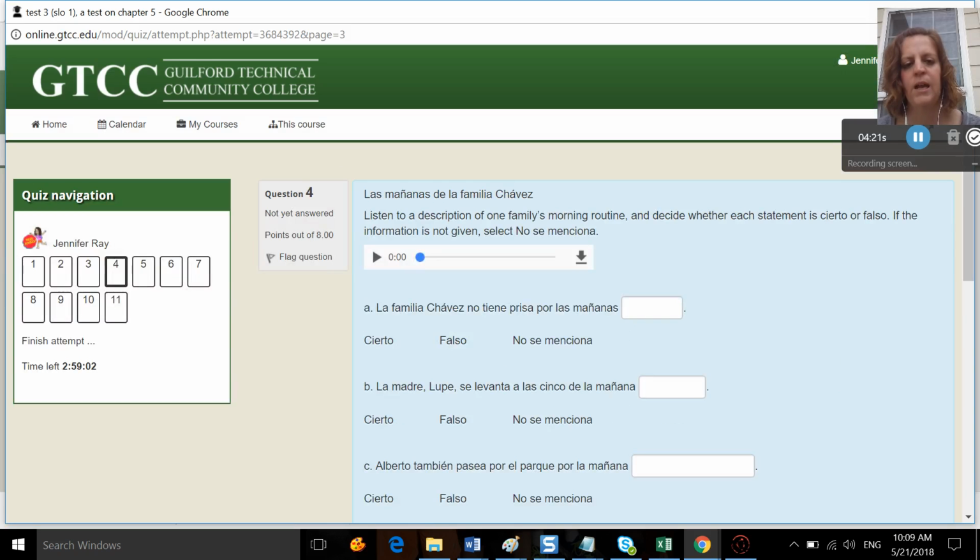It's just vocabulary. Here, las mañanas de la familia Chavez, you're going to listen to the description of one family's morning routine. So you can click on this button and play.